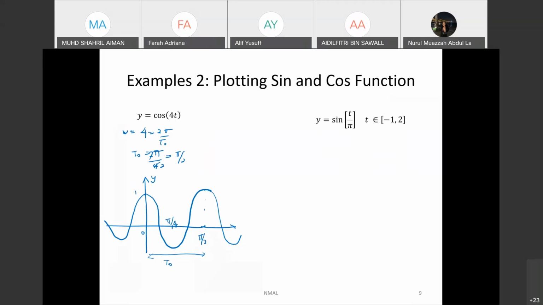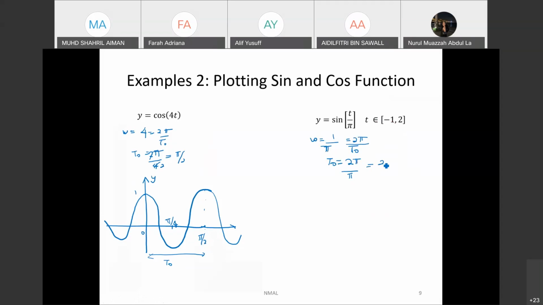Alright, another one is y equal to sin t divided by pi, given that t is between -1 to 2. Okay, so here if you take out omega, it is actually 1 over pi, which is equal to 2 pi over t naught. So t naught here, you rearrange, you will get 2 pi over pi, which is 2.